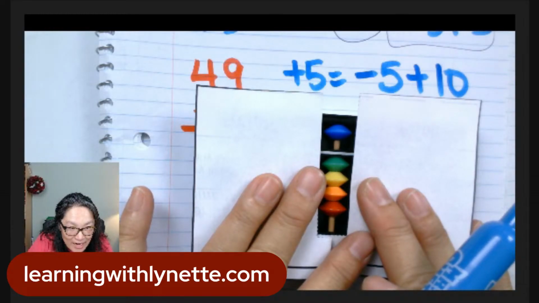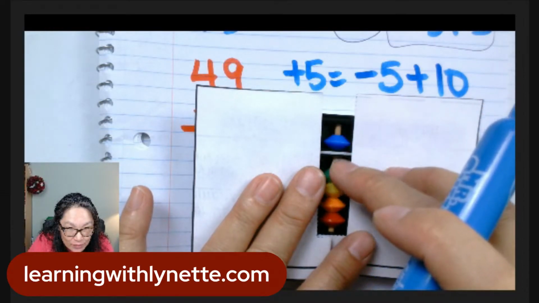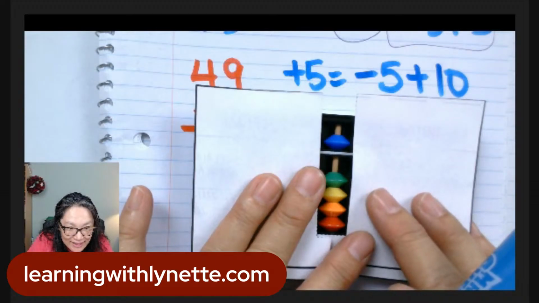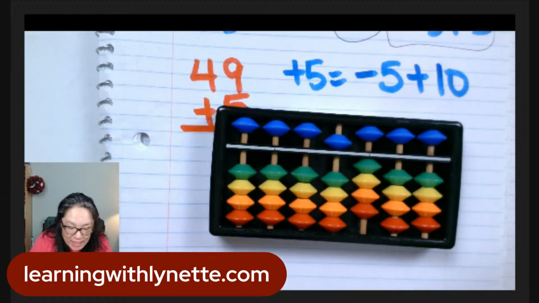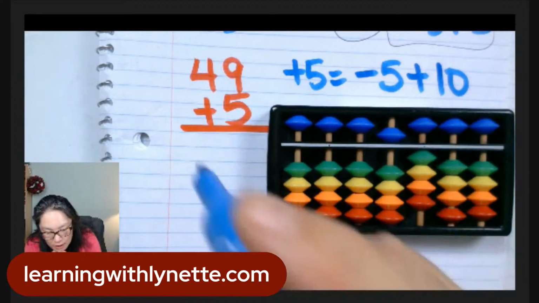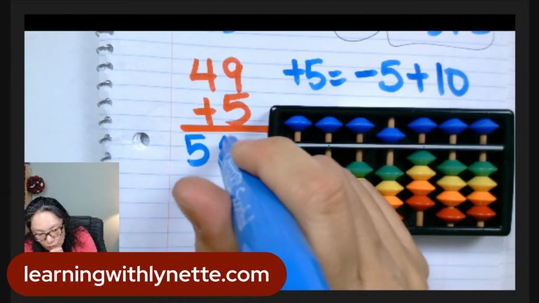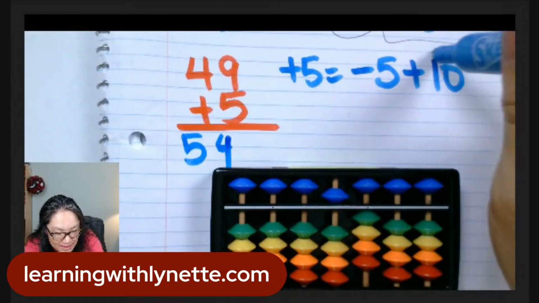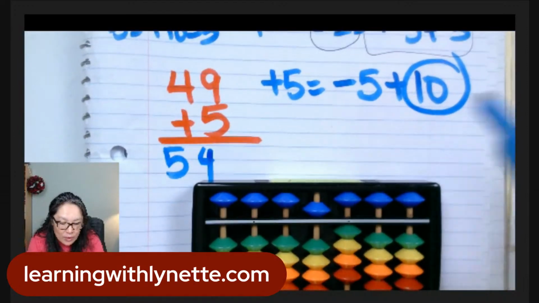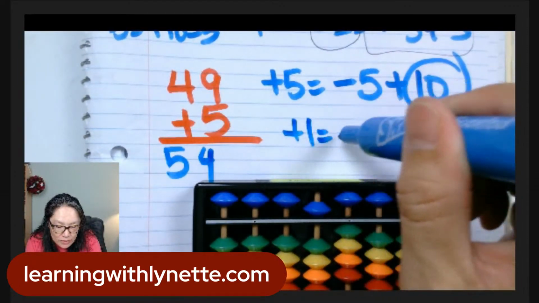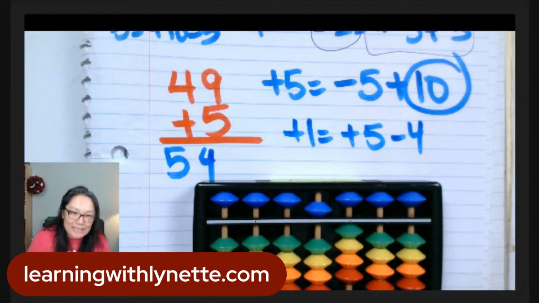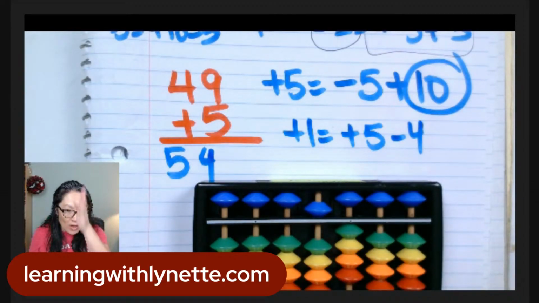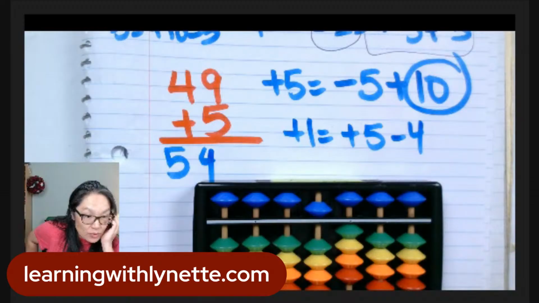I would put down the 5 and I would take away the 4. So what's my final answer? My final answer is 54. Now why? Because this turned into a two-step equation. Plus the 1 is equal to plus the 5 minus 4. But see, when you isolate each step, it was way simpler than it looked.